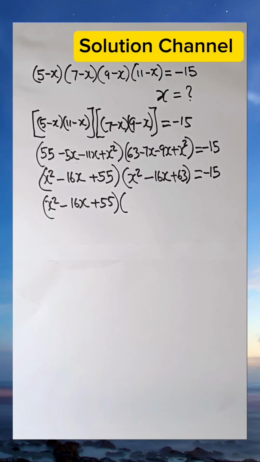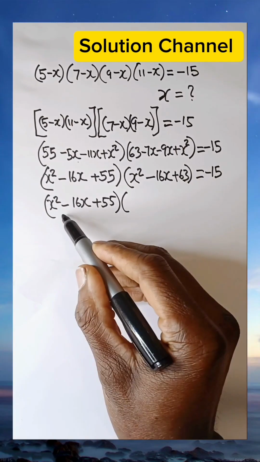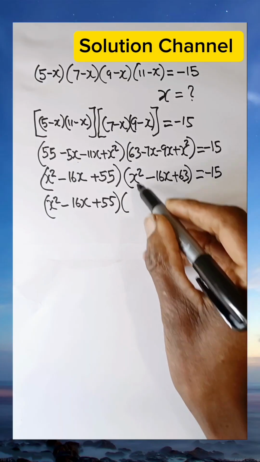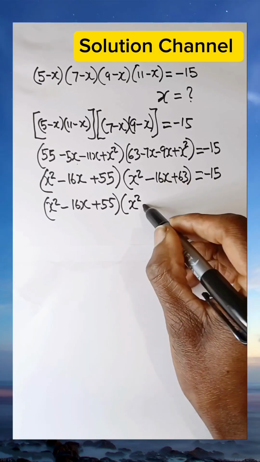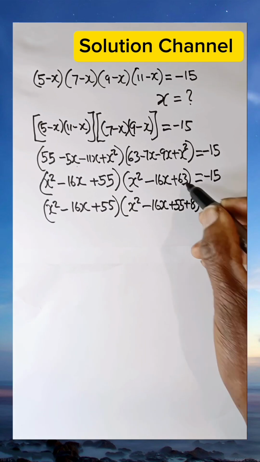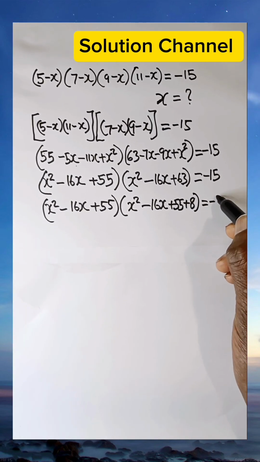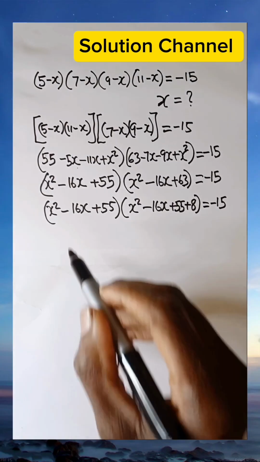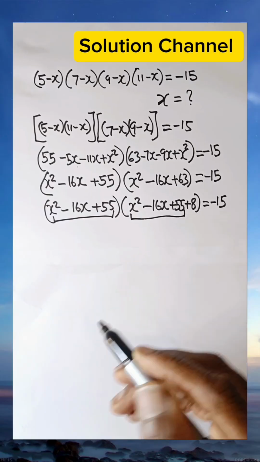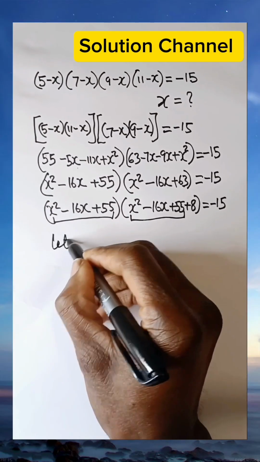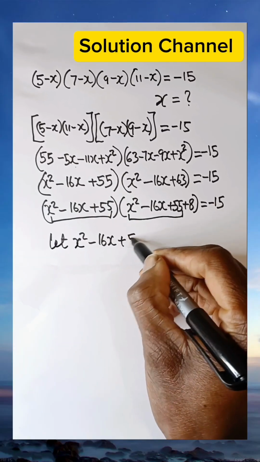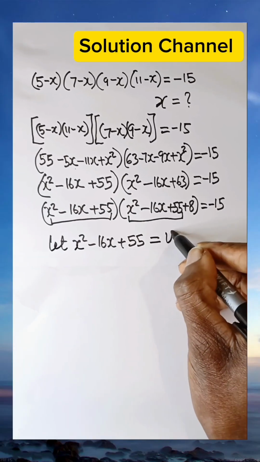From here, I will extract another x squared minus 16x plus 55 to enable us make a substitution. So here we have x squared and here we have minus 16x. I'm going to split this 63 as 55 plus 8, which will give us 63. And this is equal to minus 15. Since this term and this term are the same, we are going to make a substitution. We will say let x squared minus 16x plus 55 equal to u.